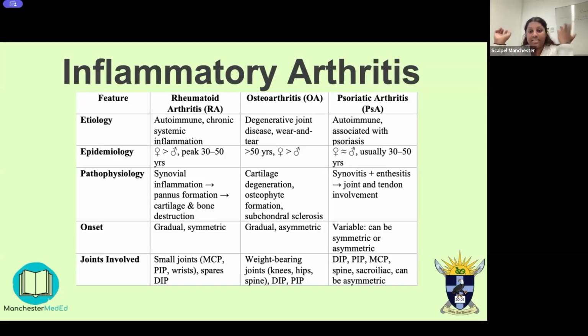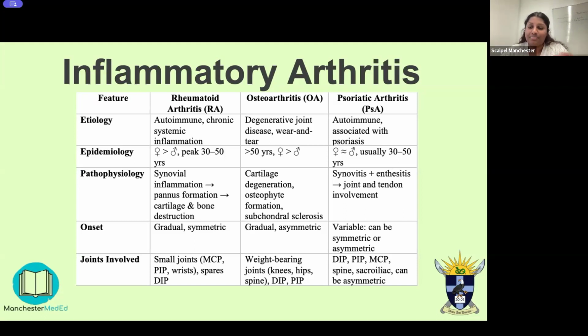Rheumatoid is symmetric. You'll get it on both hands quite equally. Osteoarthritis is basically on the big weight-bearing joints, but if you see it in the hands, it will be on the DIP, which are these joints, just the first joint underneath your fingernails. It is on weight-bearing joints such as the knees, the hips, the spine. Anything that's around the pelvis will get affected.